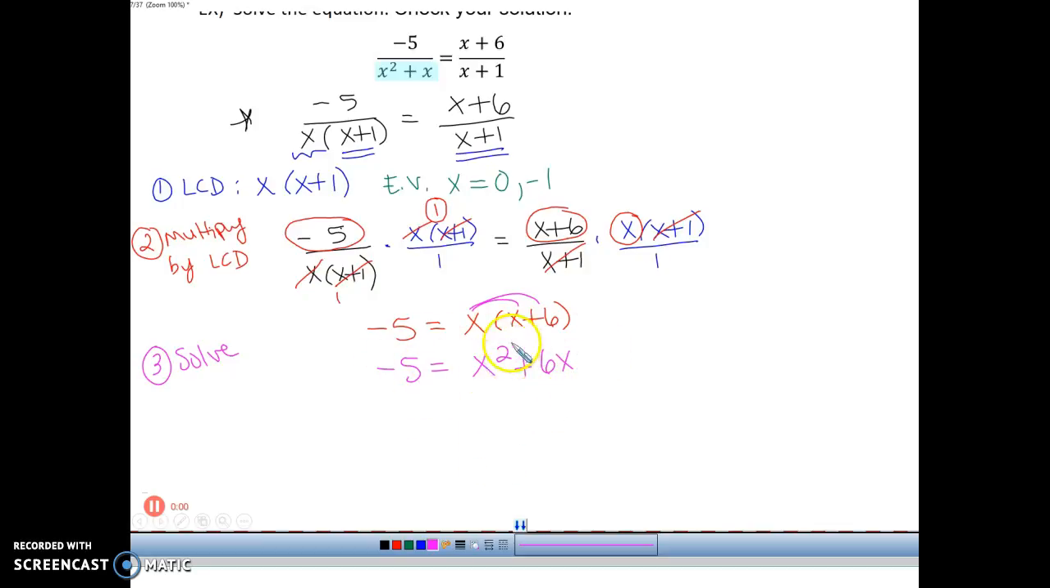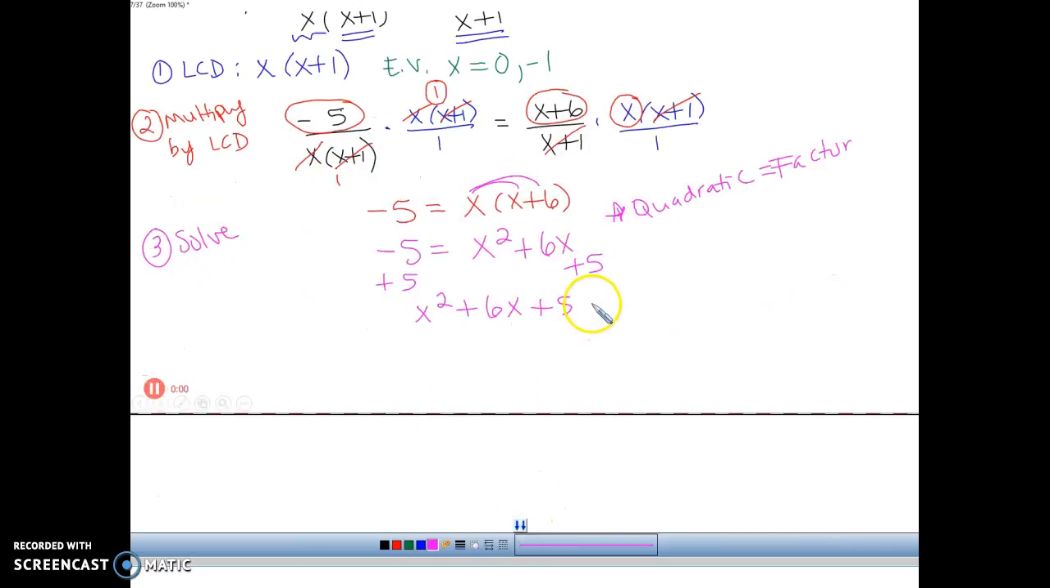I have a quadratic. So anytime you have a quadratic, you need to factor. So in order to factor, I need to move the 5 over to this side. So I need to add 5 to each side. And then my remaining equation should be x squared plus 6x plus 5 equals 0.